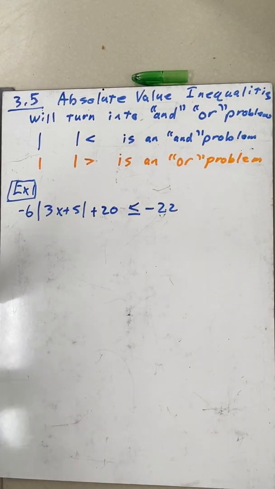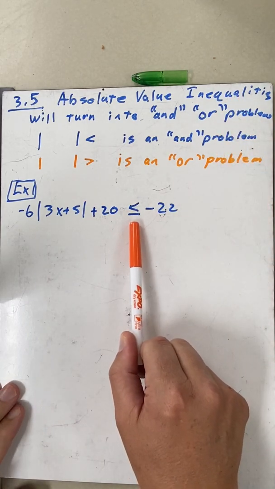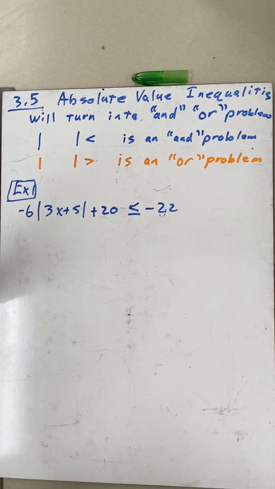All right, welcome to Chapter 3, Section 5, Absolute Value Inequalities. This is the last lesson for the trimester. Like absolute value equations, we're going to have the inequality symbol. We're still going to have two answers when we're done with this.